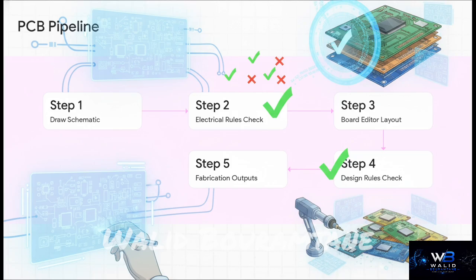First, draw the schematic. Second, pass an electrical rules check or ERC. Third, transfer it to the board editor for layout. Fourth, run a design rules check, the DRC. And fifth, generate your fabrication outputs. You literally have to hit every single step in that exact order, no skipping.